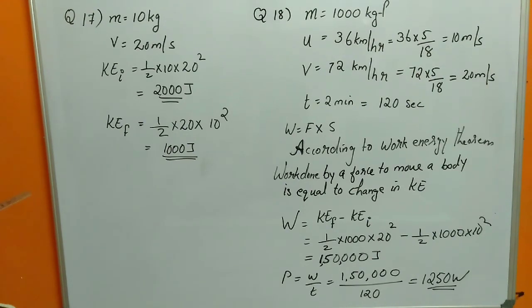So first we can find the initial kinetic energy. Kinetic energy initial equals half m v square. By calculating, you will get 2000 joule.